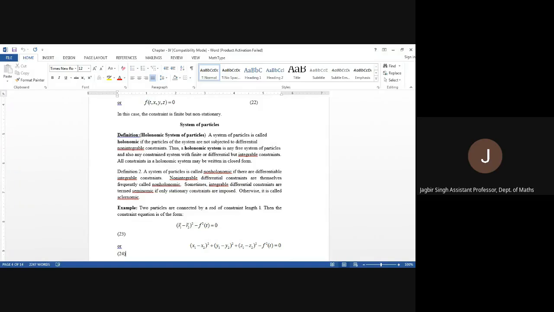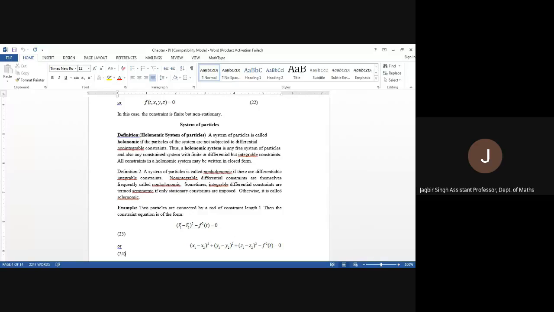In all, by a holonomic system, with this definition, we can conclude that either the system should be free, meaning there are no restrictions, or some finite constraints are imposed, meaning on the velocity component there is no restriction, or if some restrictions are imposed on velocity, then that restriction can be relaxed, meaning every constraint should be integrable. Such a system is known as a holonomic system.